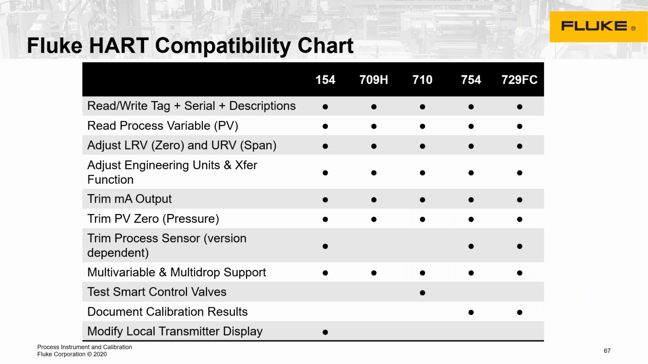And once again, an example of the 5 Fluke devices that are HART compatible. The 754 and 729 are compatible with the documented calibration software and able to communicate directly. The 709H and 710 are capable of doing quite a few of the loop calibration and HART manipulation procedures, but will not save actual test results for upload into the device.